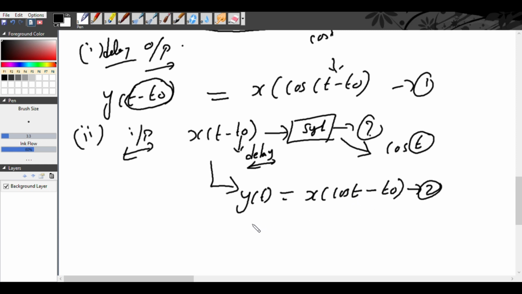Since both equations are not same, I can call this equation as time variant system because it's changing.